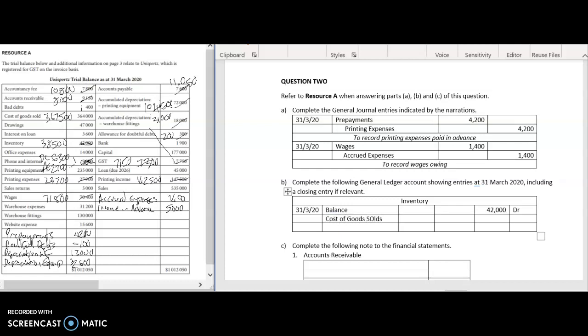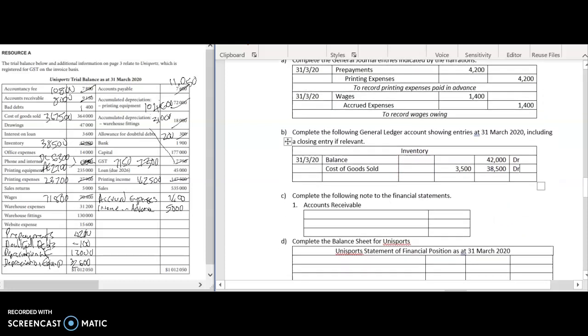That was the inventory that went down in value. And because it went down, we're going to credit it. And that balance, 38,500. Because inventory is an asset, we're not going to close that off to income summary. So we'll start next year with an opening balance of inventory 38,500.